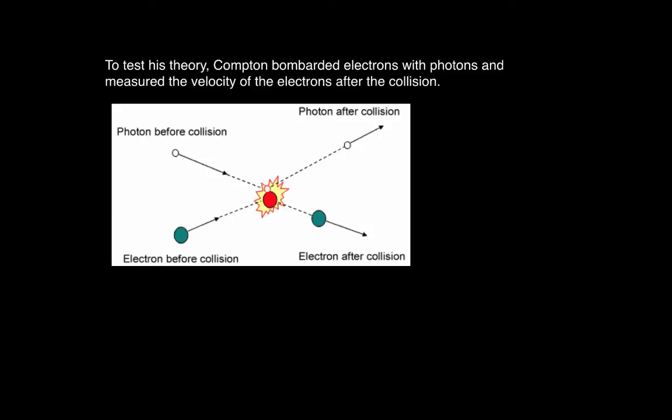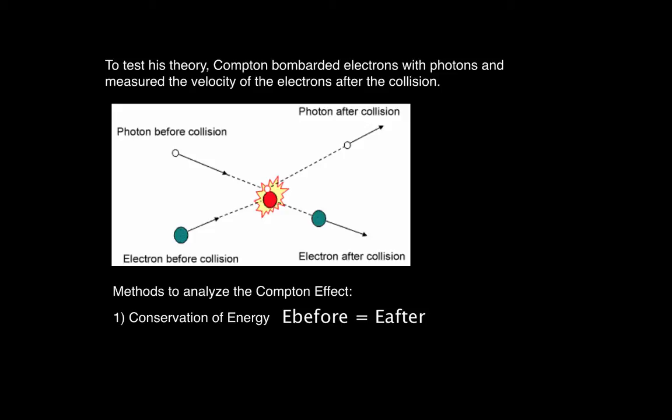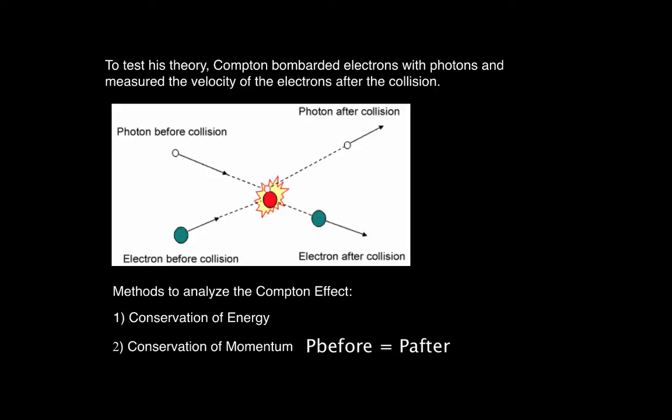To test his theory, Compton bombarded electrons with photons and measured the velocity of the electrons after the collision. It was a standard hit and bounce collision. There are 3 ways you can analyze these collisions. The first is conservation of energy: the energy before the collision is equal to the energy after the collision. The second is conservation of momentum: the total momentum before the collision is equal to the total momentum after. And the third is an equation Compton developed himself. More on that later. We'll start with conservation of energy.